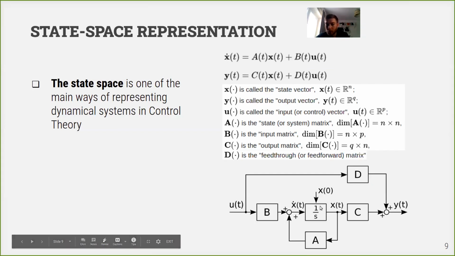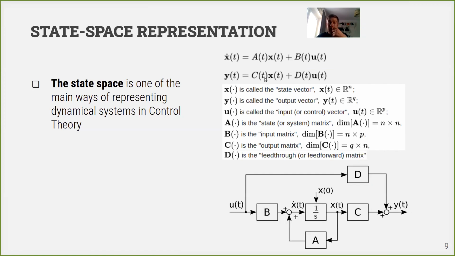You can see that 1 over s, this is integration. For us, it doesn't matter why it has this form. You just need to know that this is integration. So having the derivative of x through the integration, we get x multiplied by A plus the control signal multiplied by B, and here we get basically the first equation. And the second one can be restored from this diagram in the same way. You just go over the arrows and get both of those equations. So this is a state space representation.